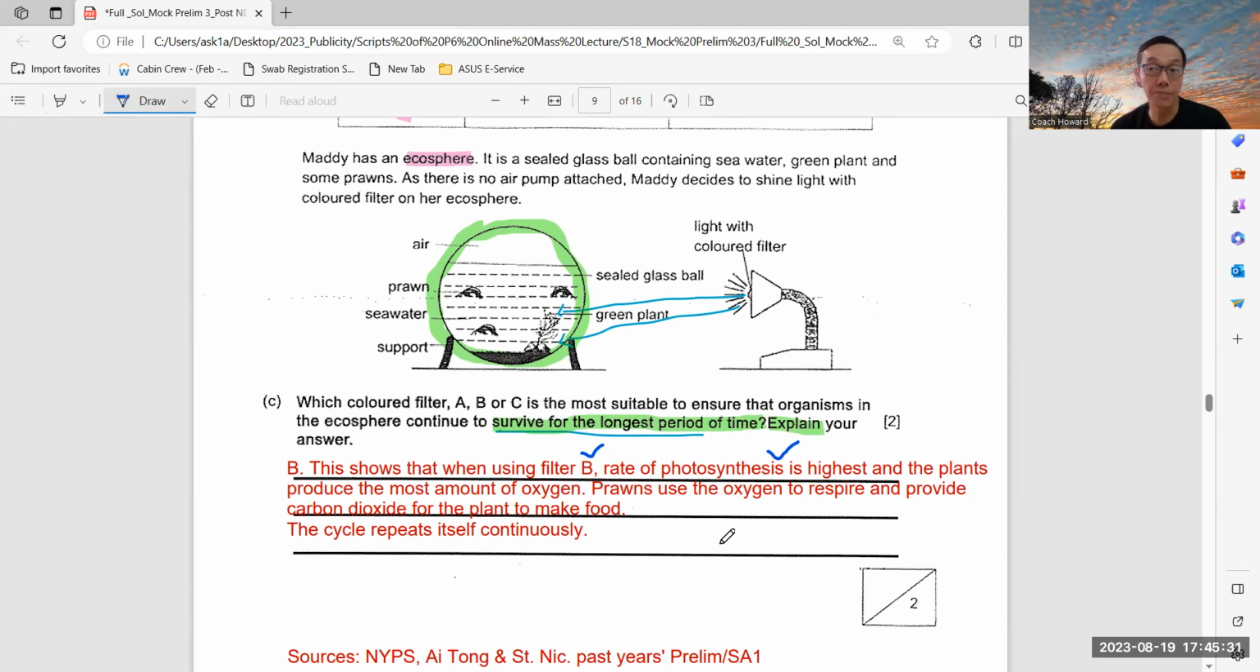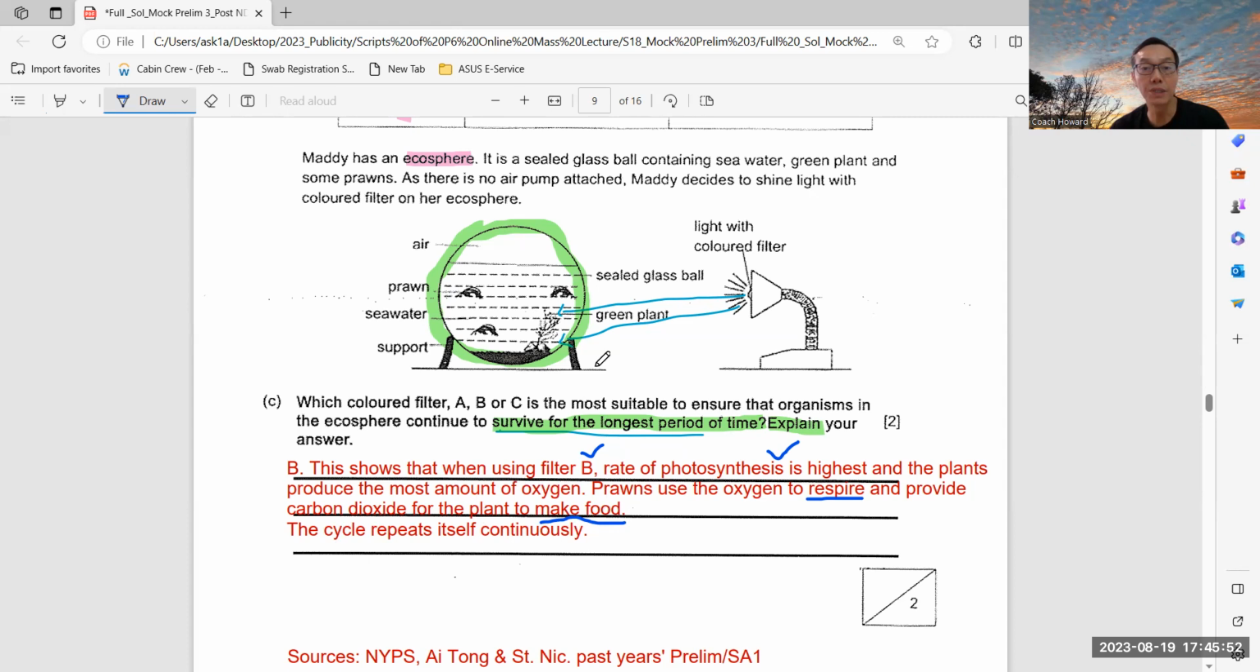Okay, now this is a tricky part. How they support one another. You must mention prawns use oxygen to respire. Okay, this is a keyword. And provide carbon dioxide for the plant to make food, or for photosynthesis, this part. So the cycle repeats itself continuously.